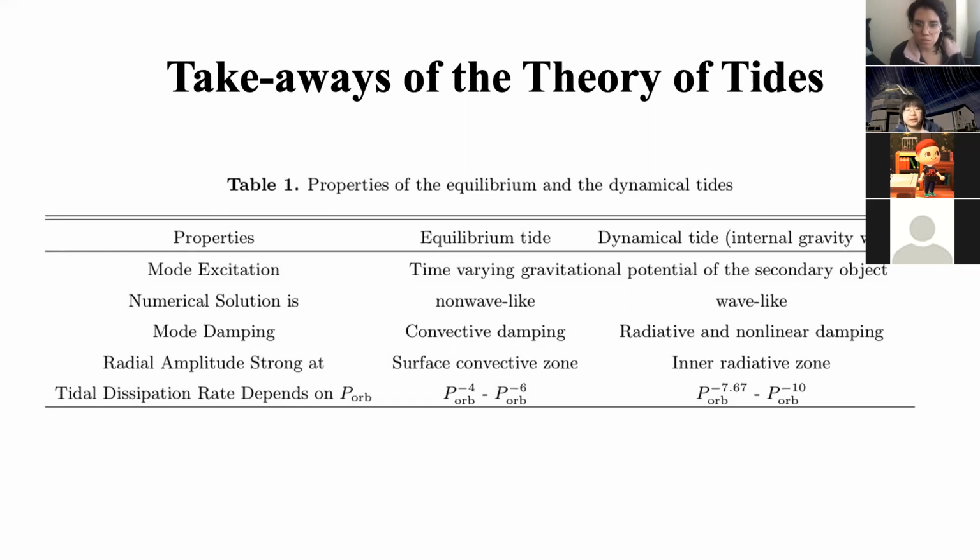The internal gravity wave is restored by gravity, and some other types, for example, inertial waves, are restored by the Coriolis force and are only important in fast rotating stars. Most of the stars that I study are slow rotating stars, so in my calculations, I ignore the inertial waves. In the next part, I will introduce the main result from my calculation. For example, our calculation finds that the dynamical tide dominates for close separations, and the equilibrium tide dominates for relatively wider separations in binaries.